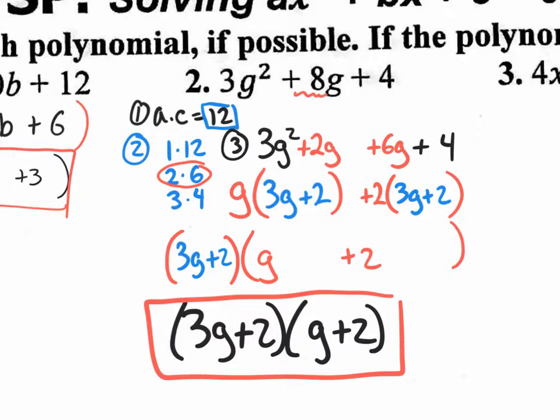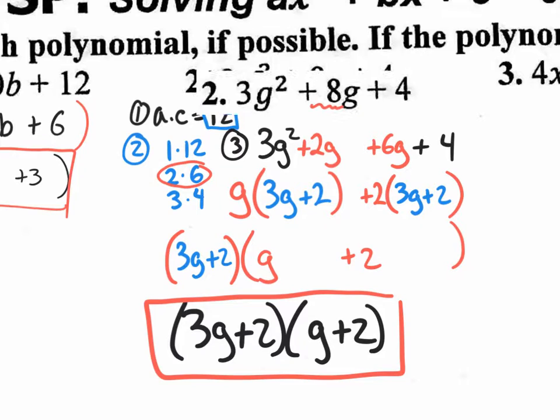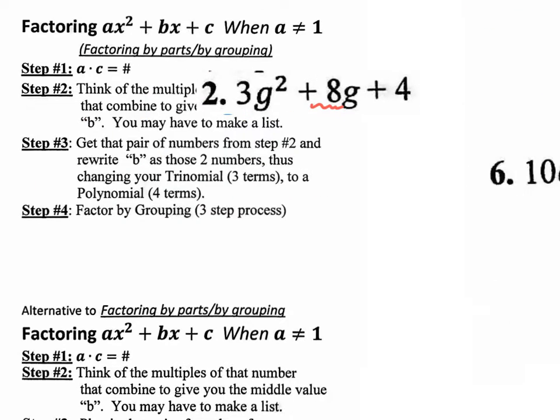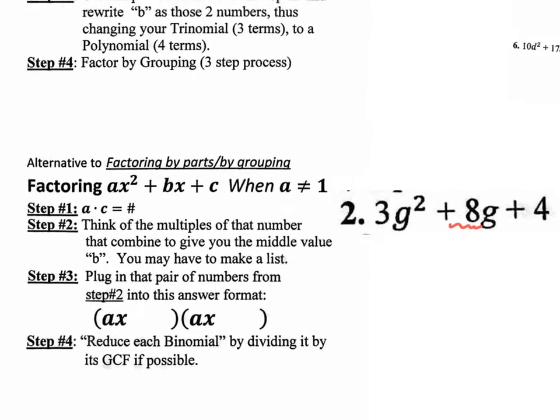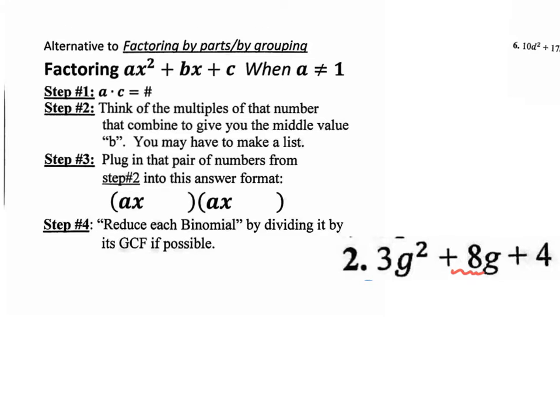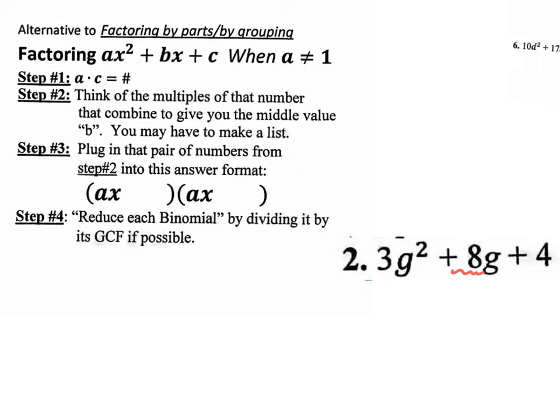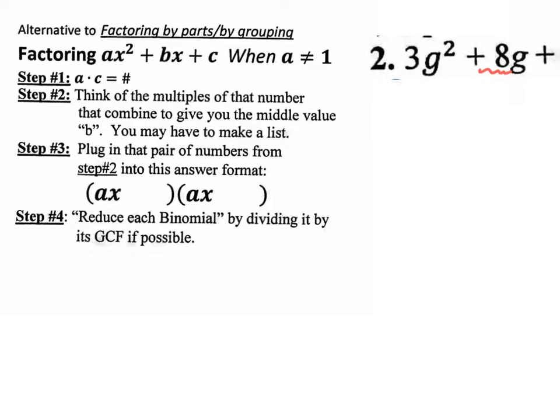All right? So I'm going to copy down number 2 again and do it again with this different method. So here we go. I copied number 2. I want to move this to the side, and move down to our notes where it says alternative to factoring by grouping. So this is going to be a different method to factoring by grouping.